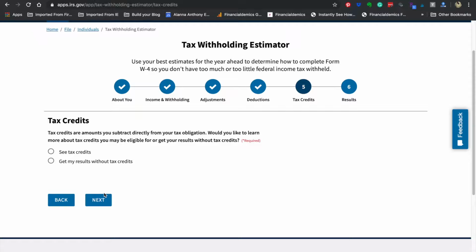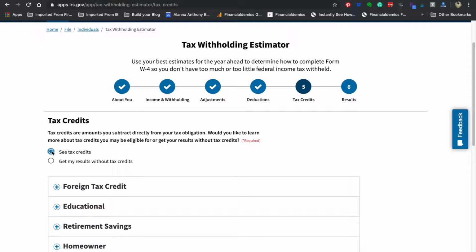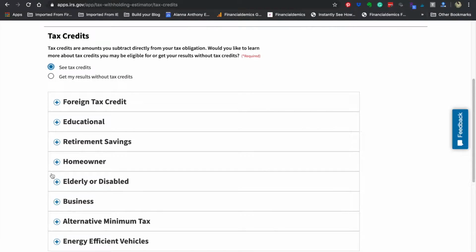It basically states that tax credits are amounts you subtract directly from your tax obligation. Would you like to learn more about tax credits you may be eligible for, or get the results without tax credits? So I'm just going to show you this section, but again, this person that I'm working with, he does not qualify for tax credits.